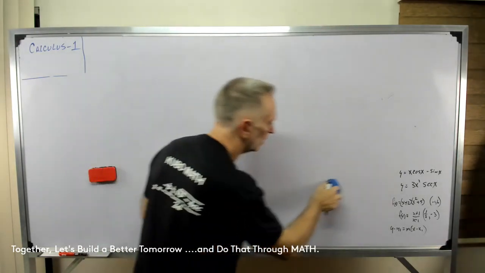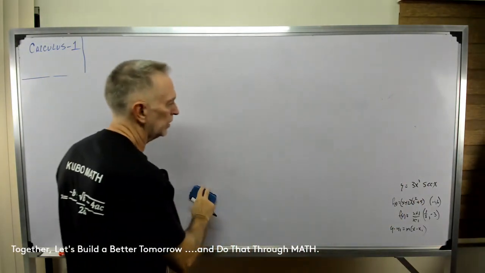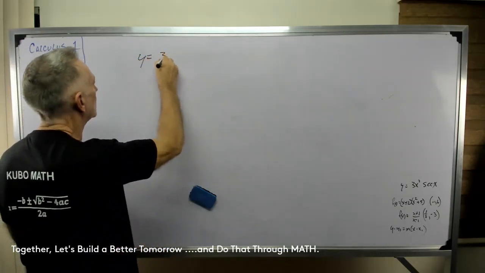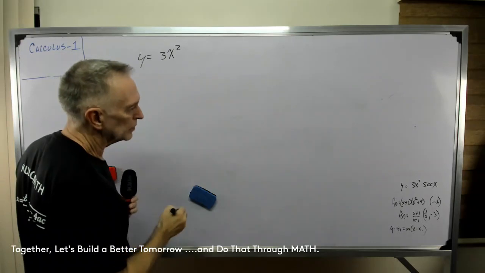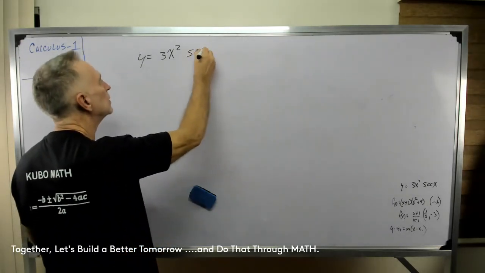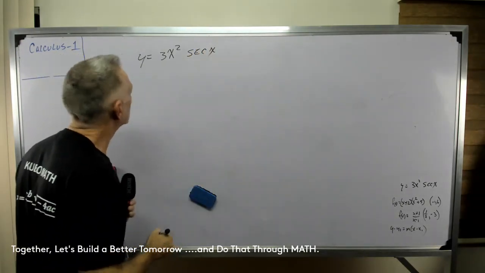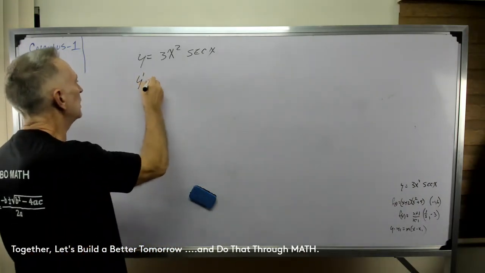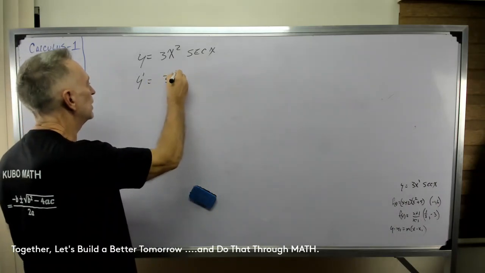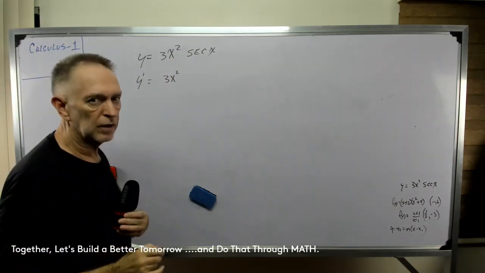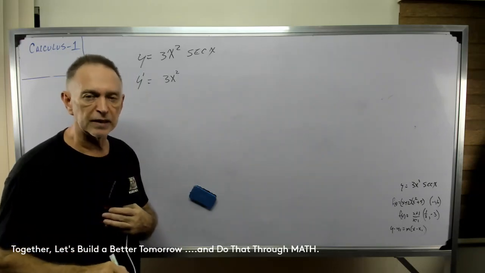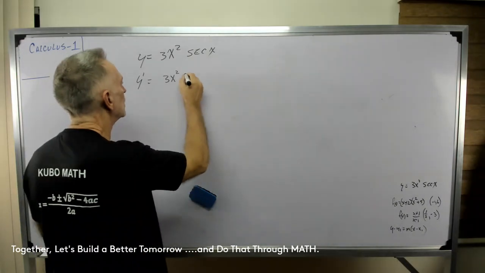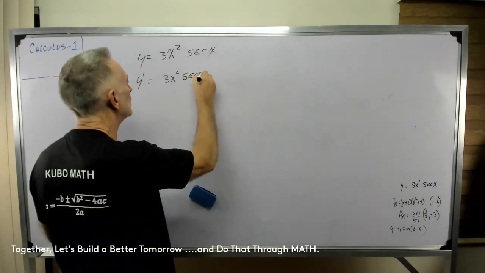All right. What about this one here? y equals 3x squared times secant x. Now another product rule. y prime equals the first one, 3x squared, times the derivative of the second one. What's the derivative of secant x? It's secant x tangent x.